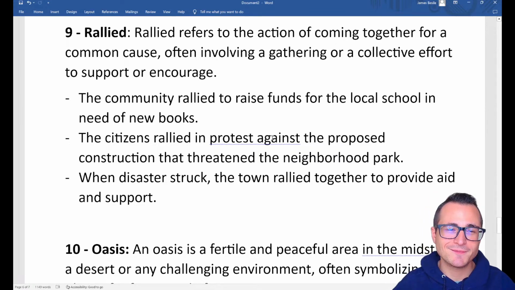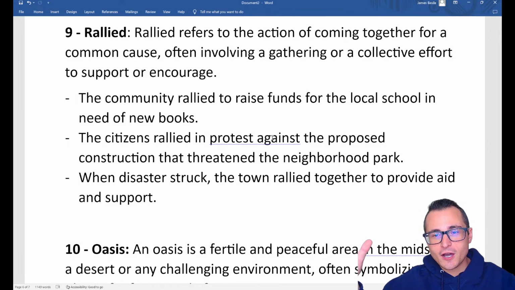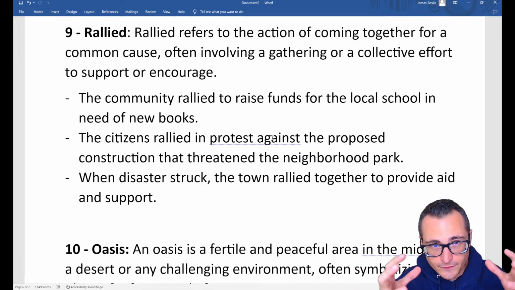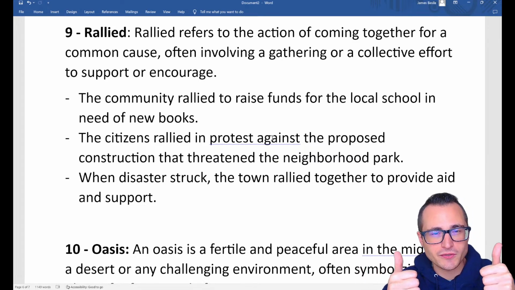Okay, number 9. Vocabulary word number 9 is rallied. What does rallied mean? Rallied refers to the action of coming together for a common cause, often involving a gathering or a collective effort to support or encourage.